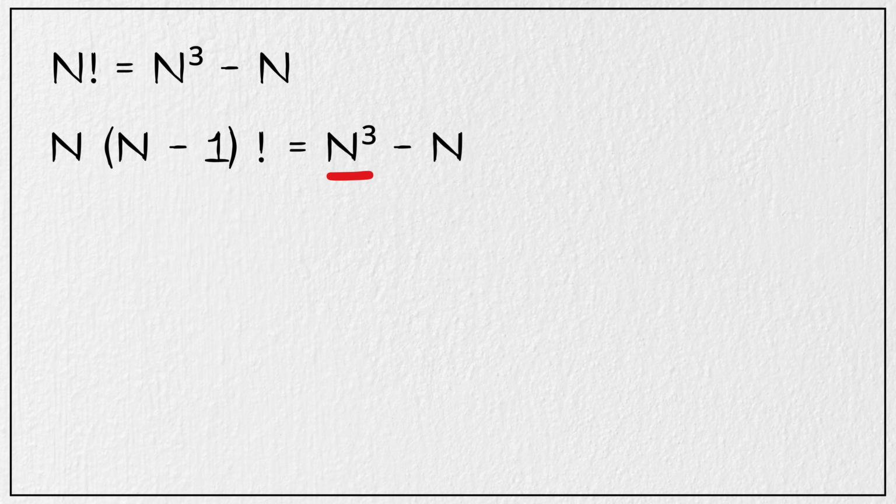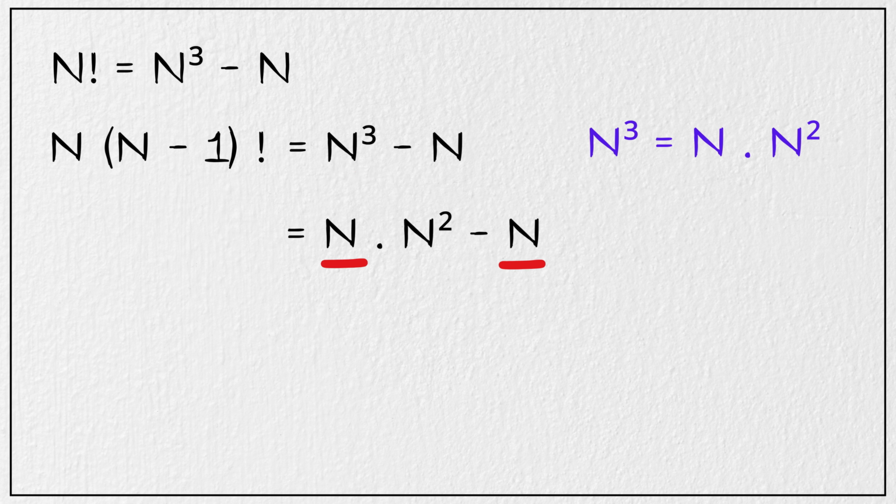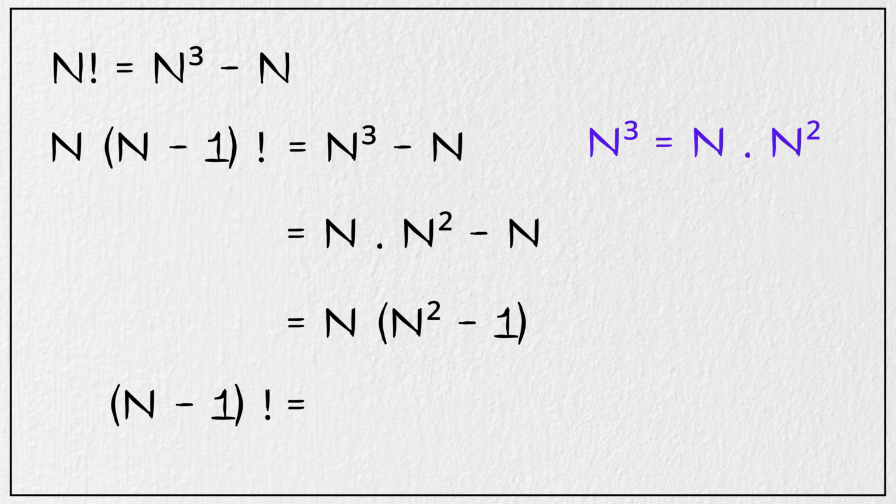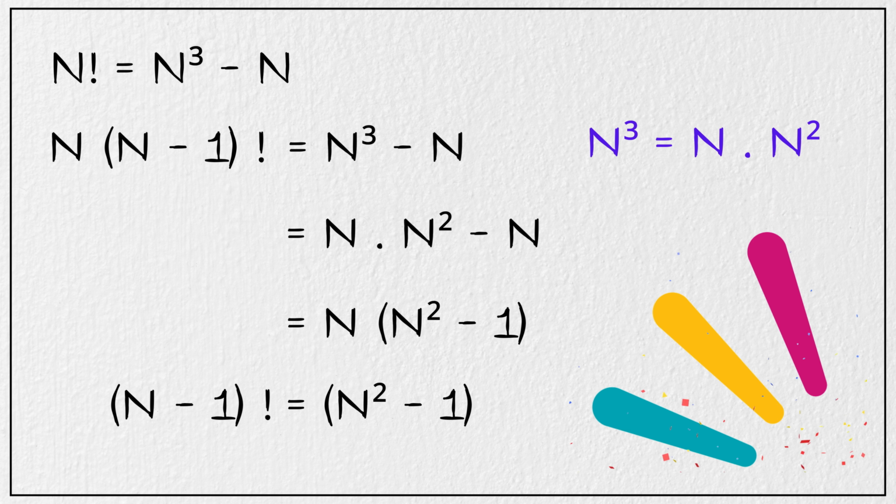Now rewriting n cubed as n times n squared, and taking n common, the right-hand side becomes n times n squared minus 1. Now canceling n from both sides, we are left with n minus 1 factorial equals n squared minus 1. Now this is where the real fun begins.